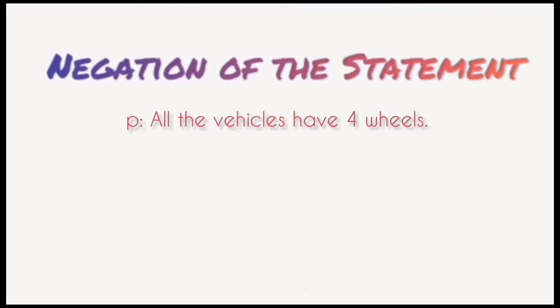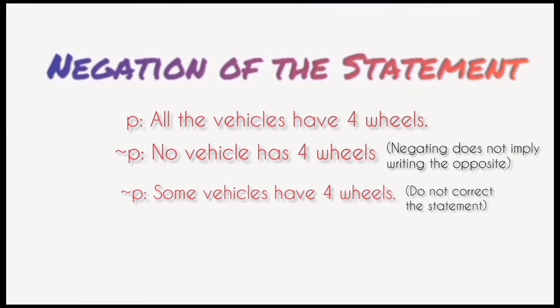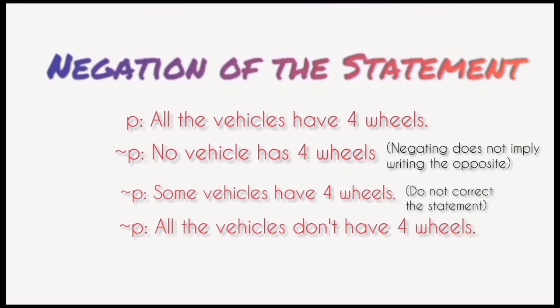Another example is all the vehicles have four wheels. What would be the negation of this statement? Will it be no vehicles have four wheels? No. Negating does not imply writing the opposite, so it could be some vehicles have four wheels. This wouldn't be correct either. Why? Remember, we don't correct the statement, but just negate it. How about all the vehicles do not have four wheels?